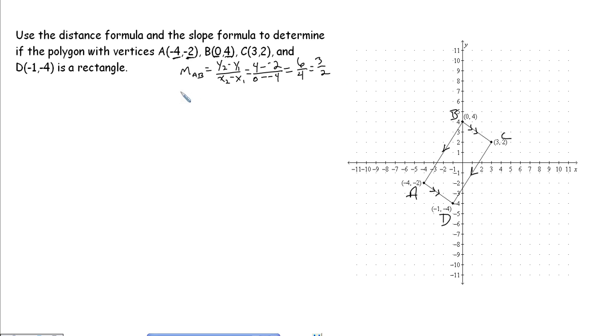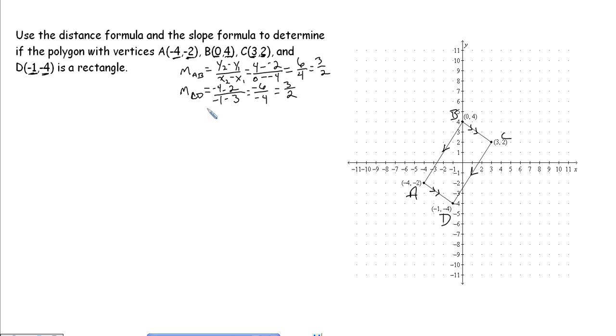Taking a look at the slope for line segment CD to see if it's parallel to AB, using the same formula, y2 subtract y1, our y2 is -4 minus y1, 2, over x2, -1, minus x1, 3. And here we have -4 minus 2, -6, and -1 minus 3, -4, and this reduces, negative divided by negative gives us a positive, and 6/4 reduces to 3/2.